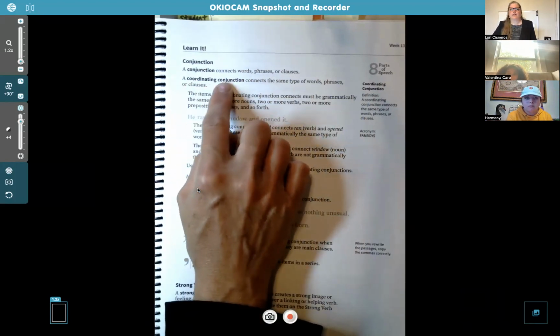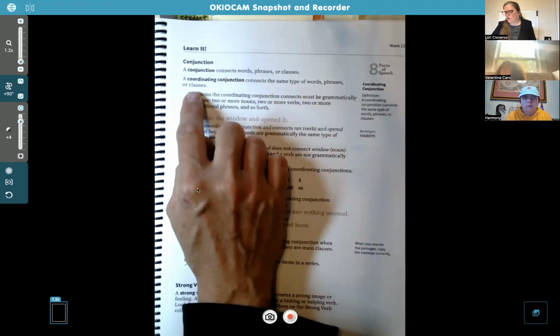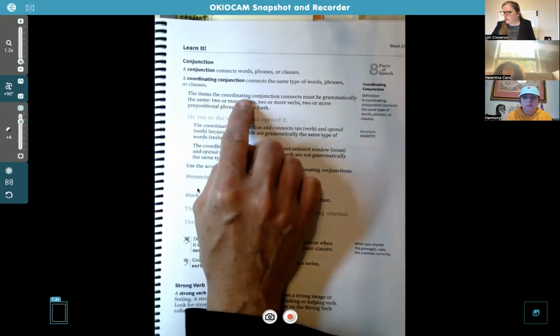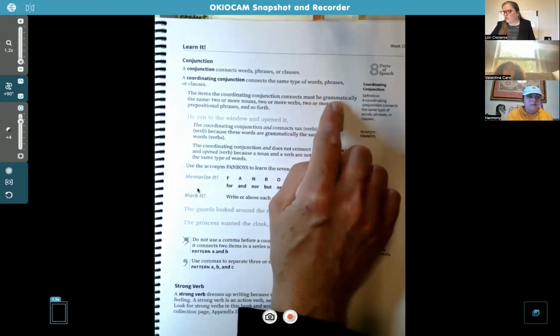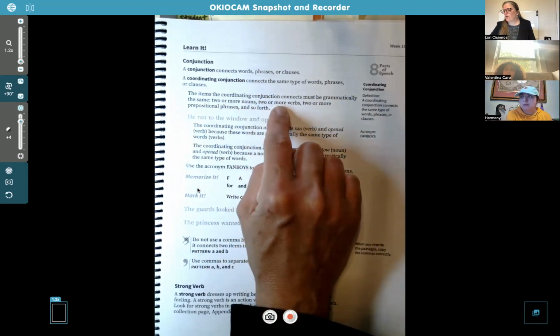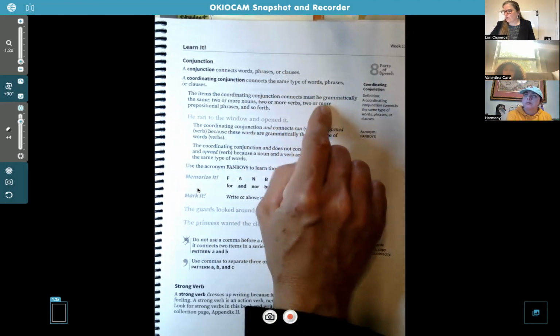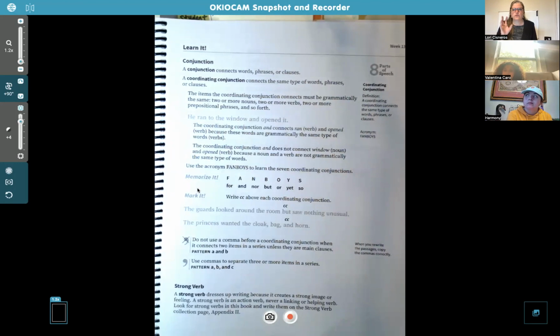A coordinating conjunction connects the same type of words, phrases, or clauses. The items the coordinating conjunction connects must be grammatically the same: 2 or more nouns, 2 or more verbs, 2 or more prepositional phrases, and so forth. So whenever you use these words to connect parts of a sentence, it has to be used with the same type of words. Okay, that's what that means basically.